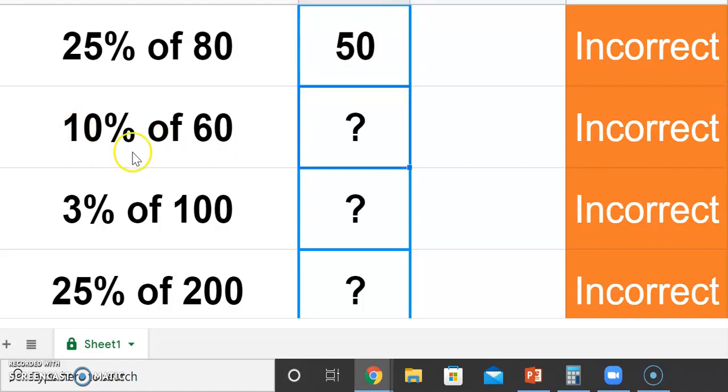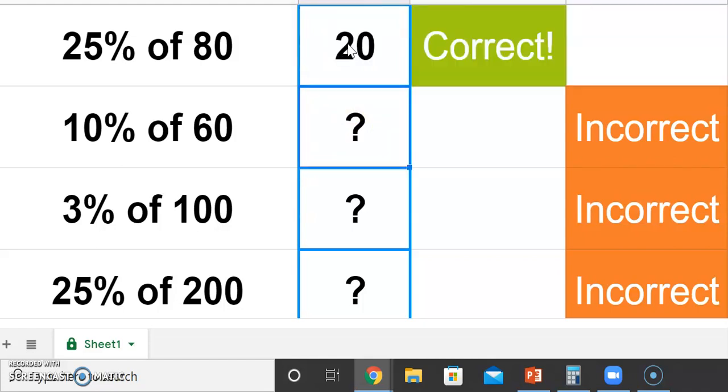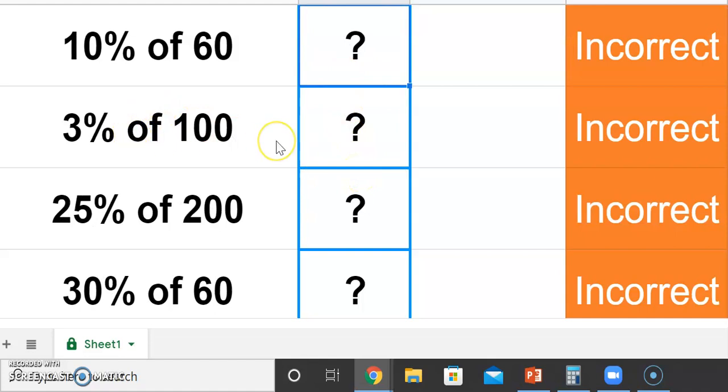Okay, 10% of 60. So if I have 10% of 80, we said that was 8. So go ahead and figure out what would 10% of 60 be. Type that one in there. Oops, I typed in 50 instead. There we go. Okay, then 3% of 100. That's just like the 72 and the 83.